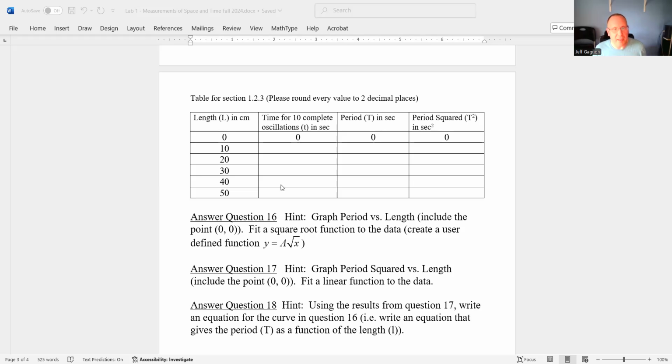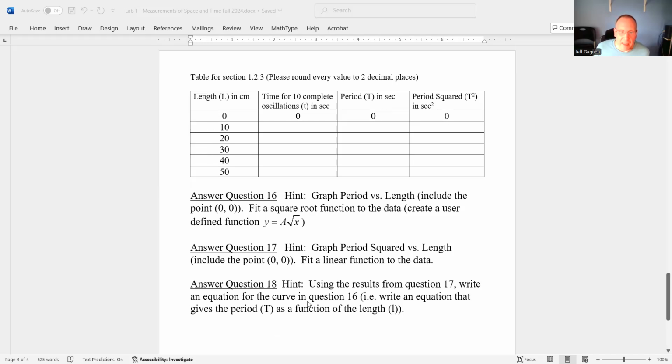In terms of the questions from the lab manual for this part, the first question is going to ask you to plot the period versus the length of the pendulum. So you're going to plot this column, the period will be on the y-axis, and the length will be on the x. Remember, period versus length means y versus x. And then 17 is going to ask you to plot period squared. So you're going to plot this last column versus the length.